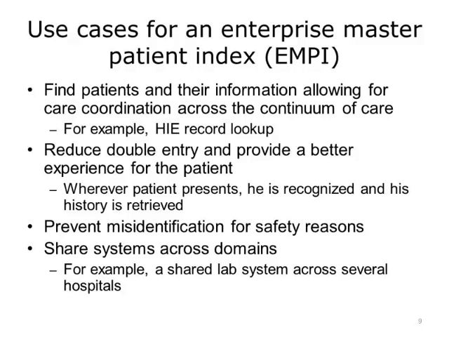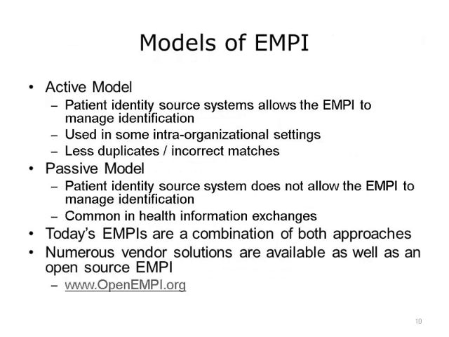An EMPI can prevent misidentification, which encourages safe care. If an integrated delivery network had several facilities that had their own patient IDs but wanted to share a laboratory system, an EMPI would allow for the patient to have a unique identifier within the shared system. An Enterprise Master Patient Index should be a system that owns and manages patient identification across an enterprise.